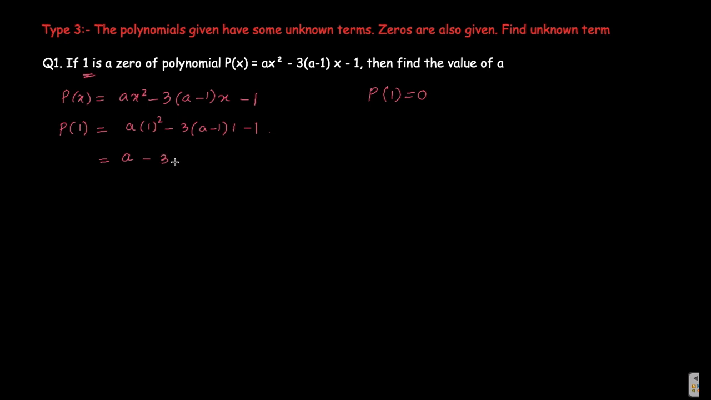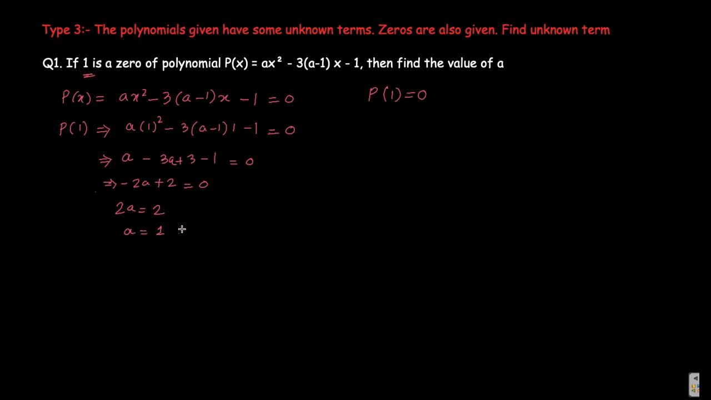That is a minus 3a plus 3 minus 1. So this is minus 2a plus 2. It is nothing but 0, because if we put 1 instead of x, then the polynomial becomes 0, since it is given that 1 is a zero of the polynomial. This implies 2a is equal to 2, that means a equals 1.